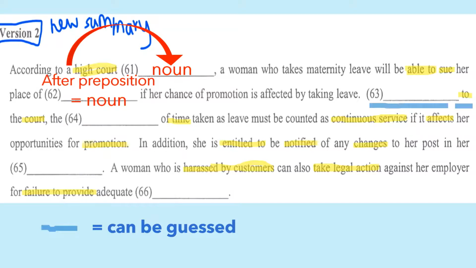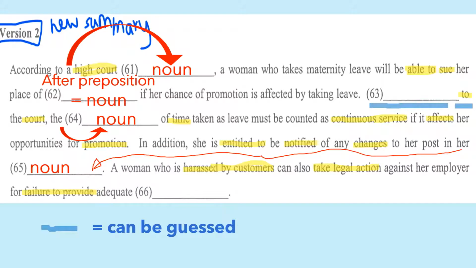Okay, of, after place of is a preposition. After preposition is a noun. If her chance, and then next one can be guessed. Next, number 64, because of the, you know that is followed by a noun. Of time taken as leave must be counted as continuous service if it affects. Okay, next, her post in, okay, her, noun. After pronoun is followed by a noun. Adequate, provide, failure to provide adequate something, right? Provide something. So something means it's a noun. Okay, jot it down, and I hope it helps you to find out the answer later on.